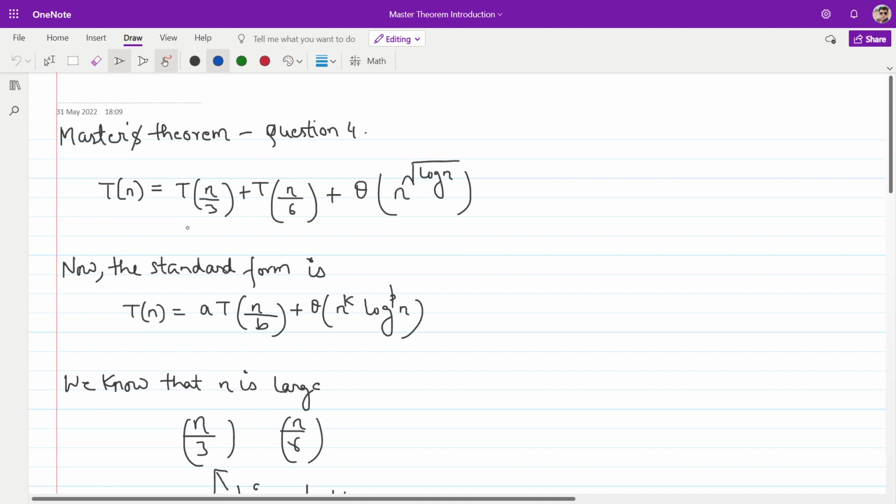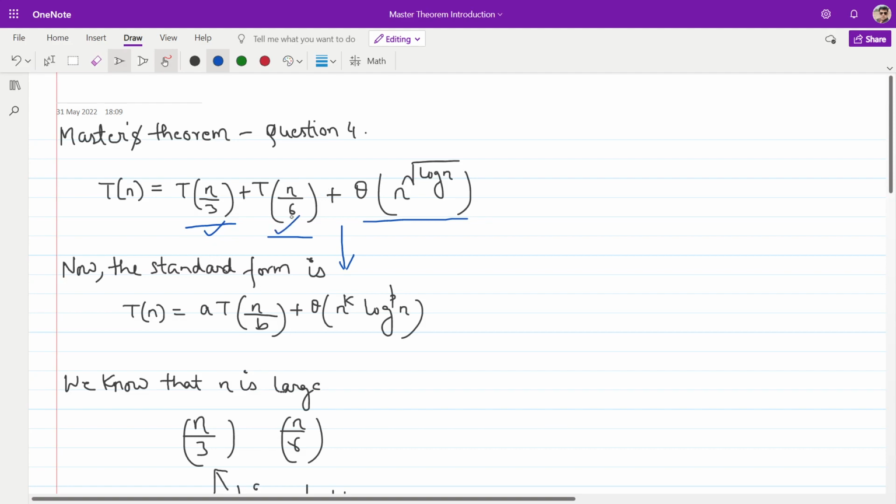Now we have two subproblems, one of size n/3 and another of size n/6, and in addition we have this additional term. One thing we have to understand is that we first have to convert this form into the standard form. In the standard form, all the subproblems have the same size, n/b, and there are a such subproblems. However, in our recurrence equation, the two problems are of different sizes: one of size n/3 and another of size n/6.